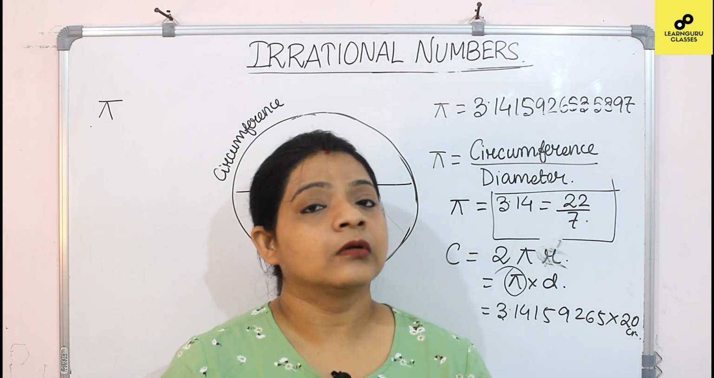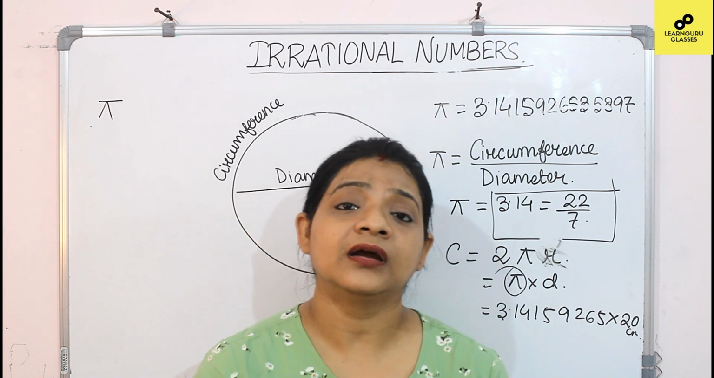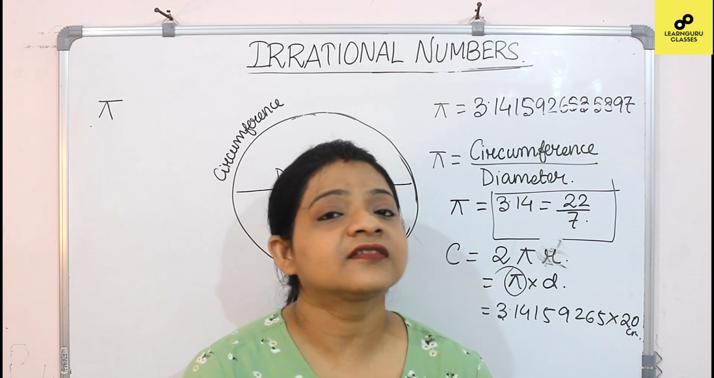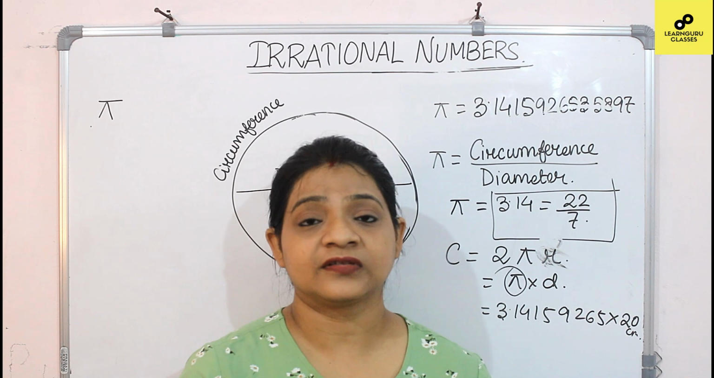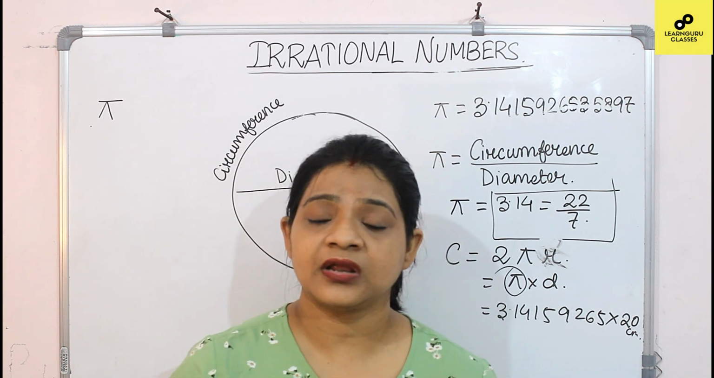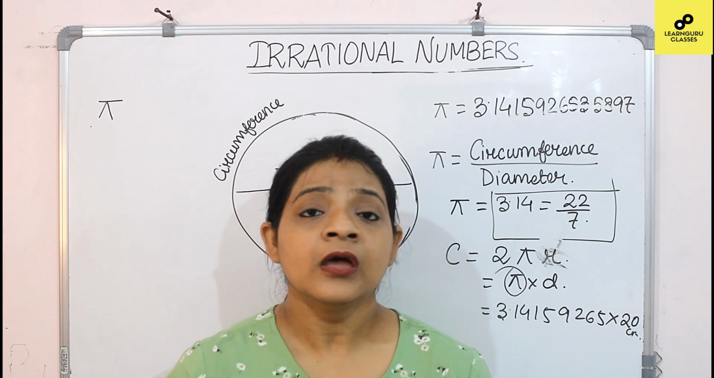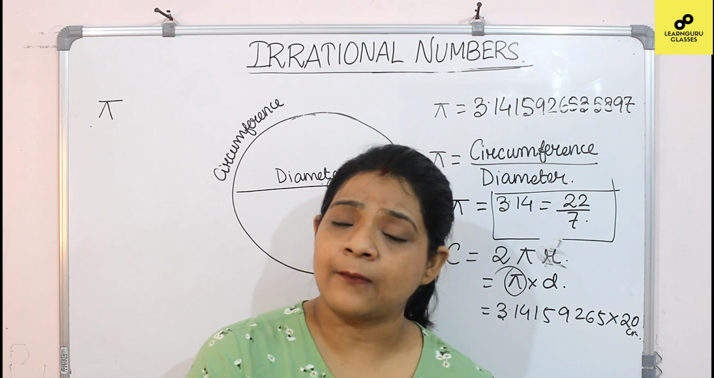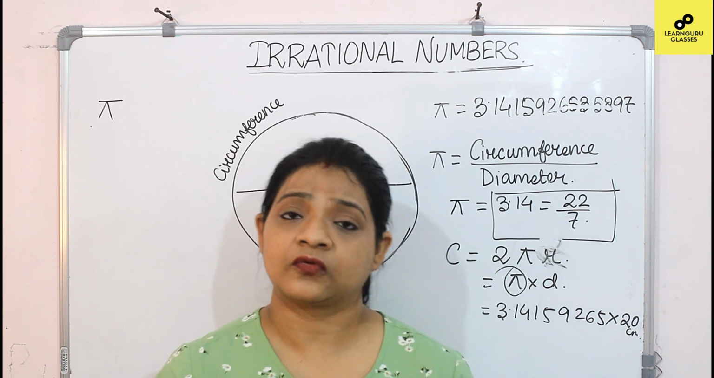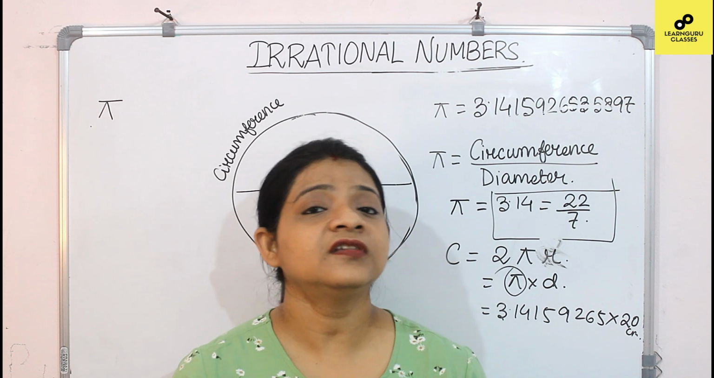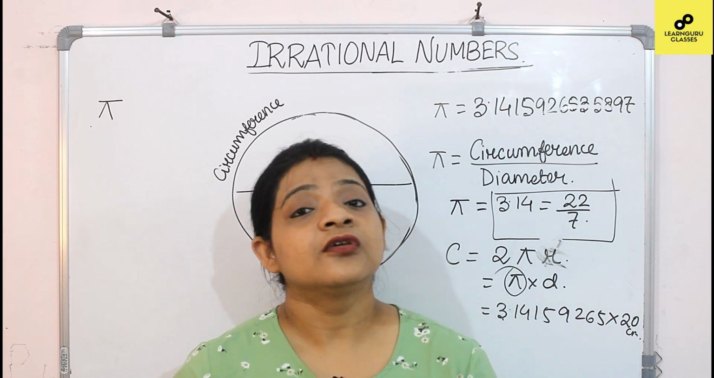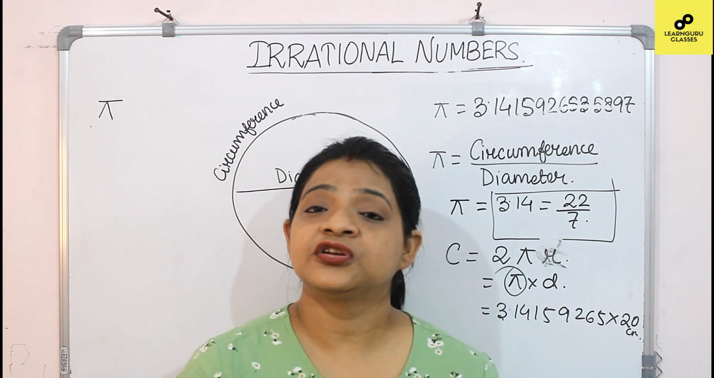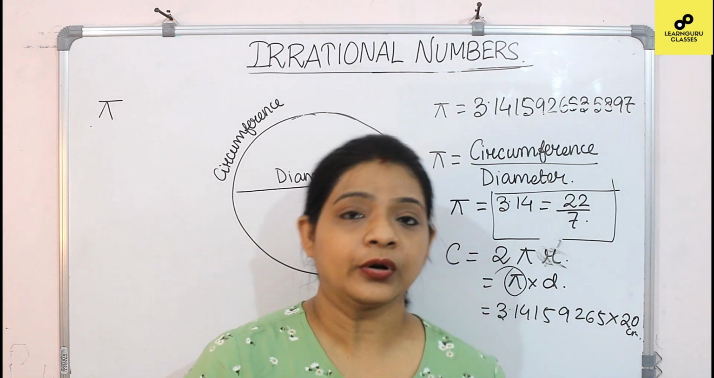So now we have identified what irrational numbers are. In the next class we will study the properties of irrational numbers. Like, if we add two irrational numbers, what will be the outcome? If you add one irrational number and one rational number, what will be the outcome? These things we are going to study in the next class. At that time your idea about irrational numbers will be clearer.